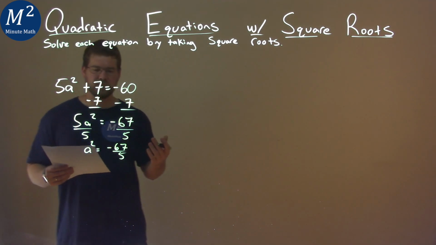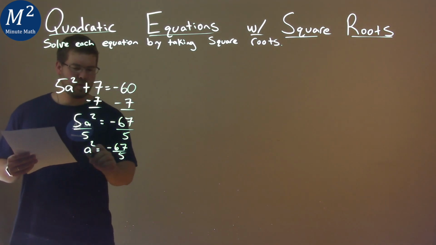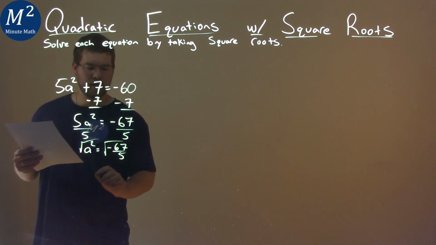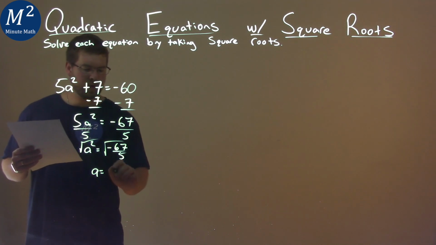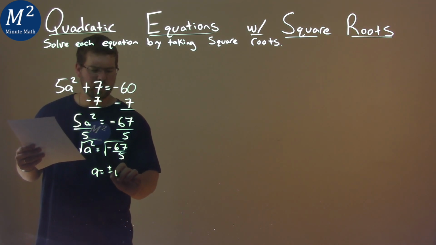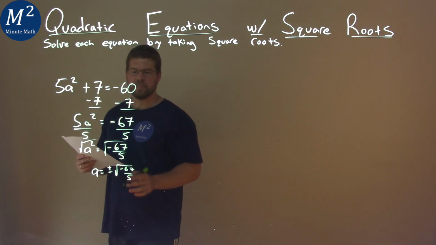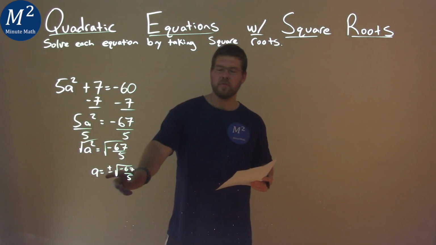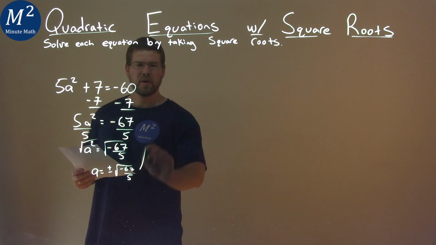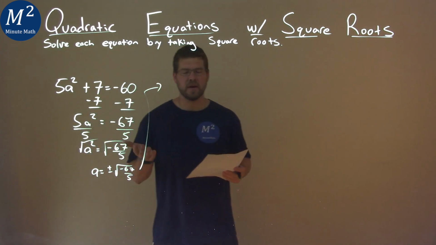They don't divide evenly. Well, to get rid of the a squared, I have to take a square root of both sides. And so a equals a plus or minus the square root of negative 67 over 5. Plus or minus is, again, over an equal sign. We have to do that. But where do we go from here? Because this doesn't look nice.